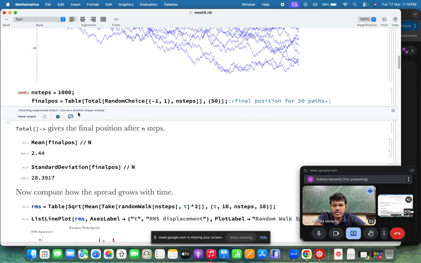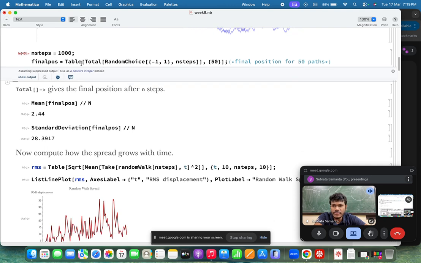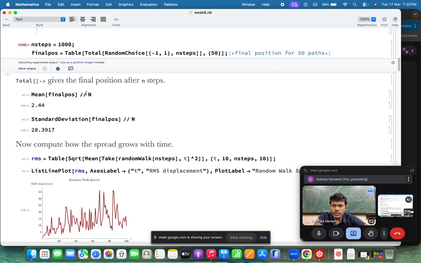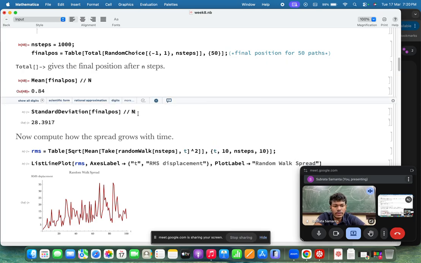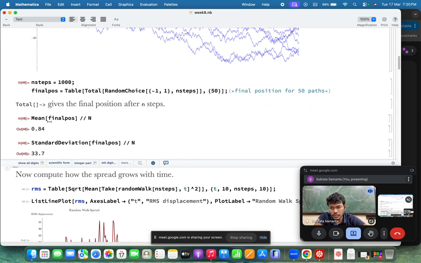So this is the final positions I calculated for 50 different paths, and each path has 1000 steps. Then you calculate the mean and the standard deviation. You see that the mean is basically 0.84 and the standard deviation is basically 33.7. It's large, but the mean is close to 0. So the mean is around 0, but the standard deviation is large.